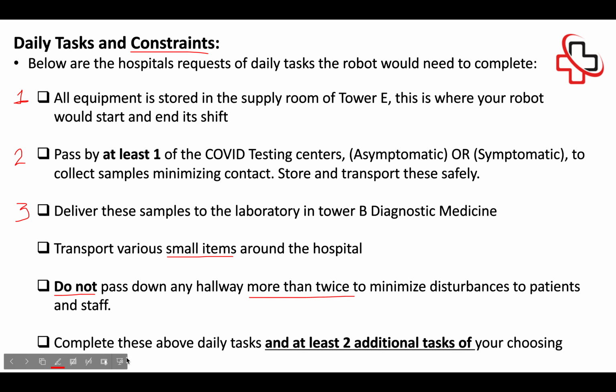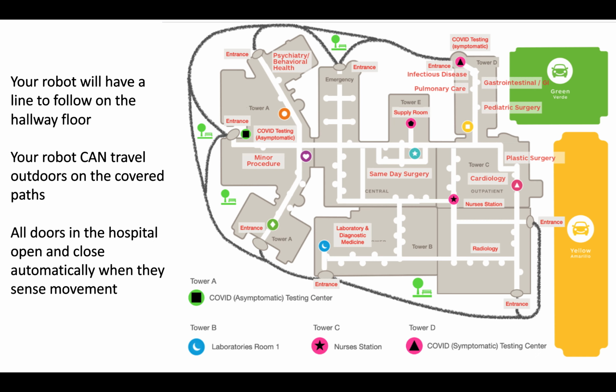In addition to all this, they would like you to complete at least 2 additional tasks of your choosing. So this could be where you put in your choices that you made in the last assignment. So for example, delivering x-rays to the radiology department or going to the pediatric ward to entertain some children. This would be a stop that you would have to consider on your route.